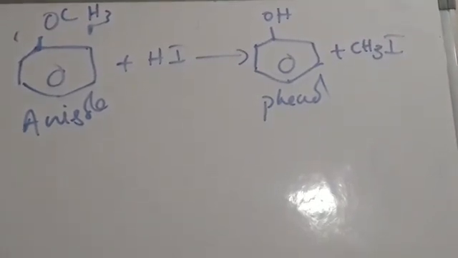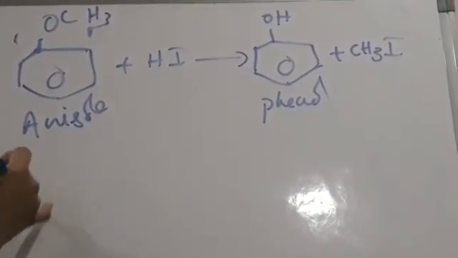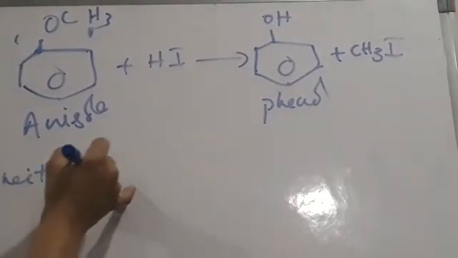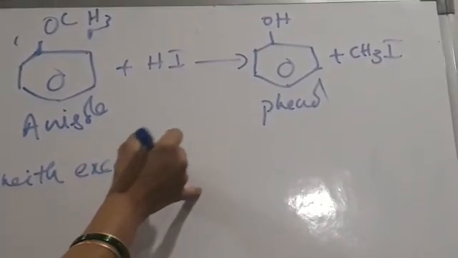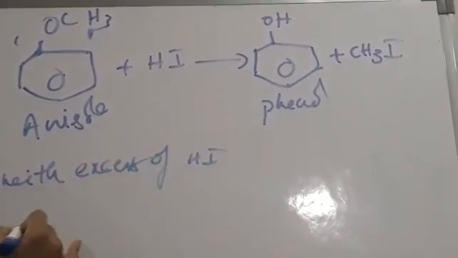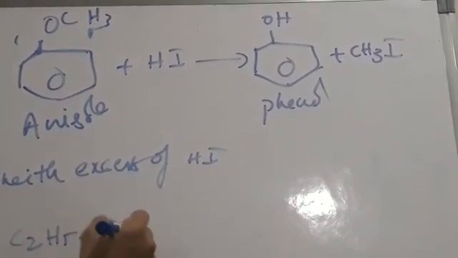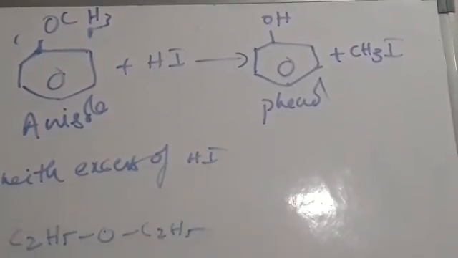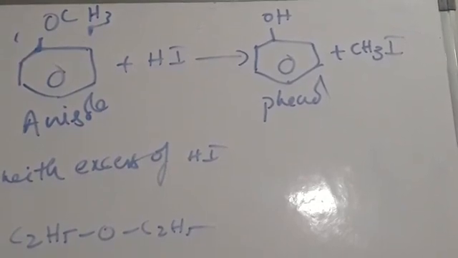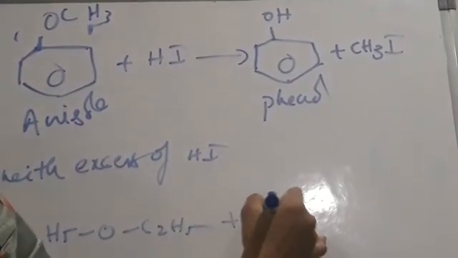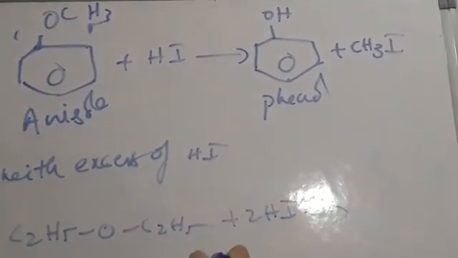Next, with excess of hydrogen iodide. For example, diethyl ether is there. When diethyl ether reacts with 2 moles of hydrogen iodide, we get 2 moles of ethyl iodide along with the formation of H2O. Okay. So this is with excess of hydrogen iodide.